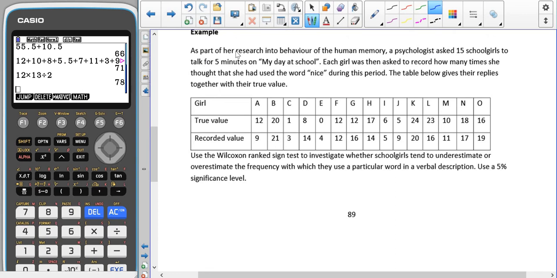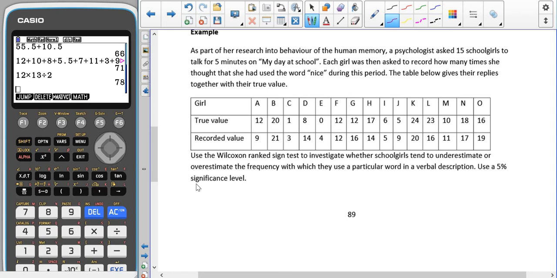So we have, as part of her research into behaviour of the human memory, a psychologist asked 15 schoolgirls to talk for 5 minutes about my day at school. Each girl was asked to record how many times she thought that she had used the word nice during this time period. The table below shows the replies, so the true ones and the recorded ones. Use the Wilcoxon signed rank test to investigate whether schoolgirls tend to underestimate or overestimate the frequency of which they use a particular word in their verbal description. Use a 5% significance level.